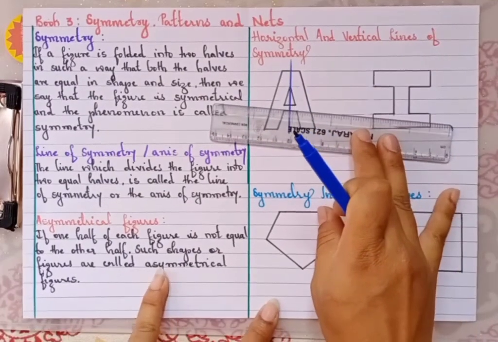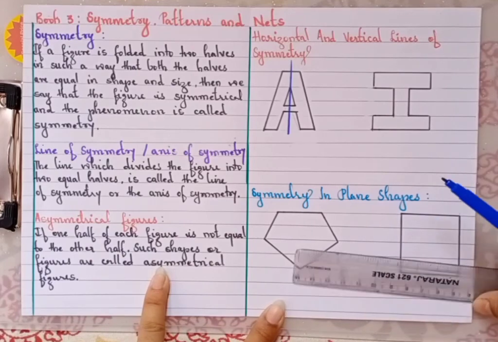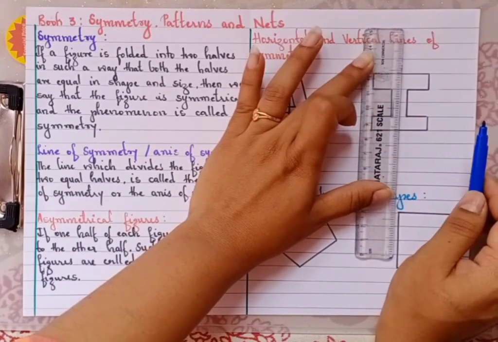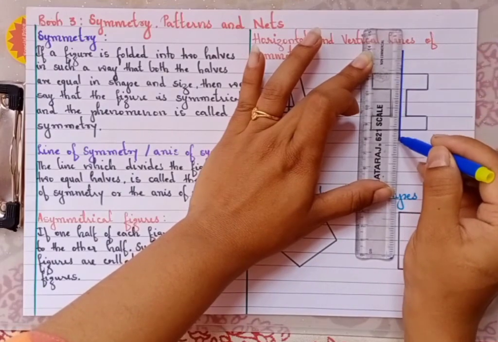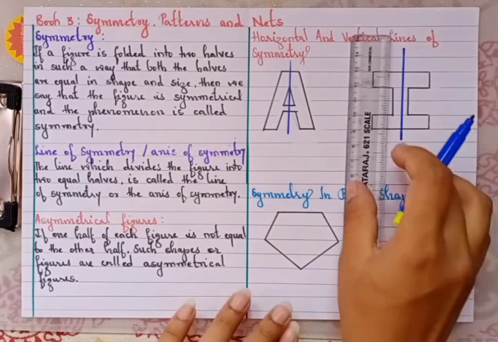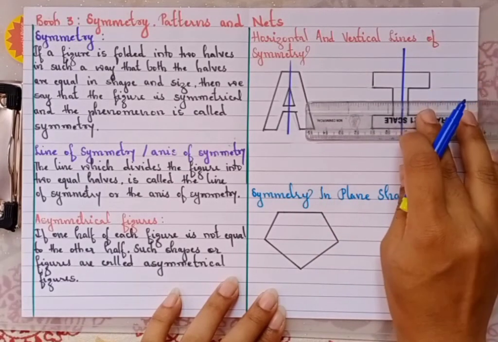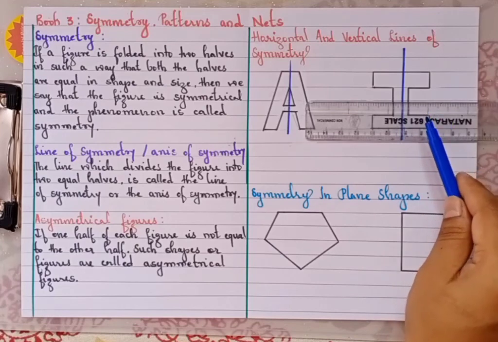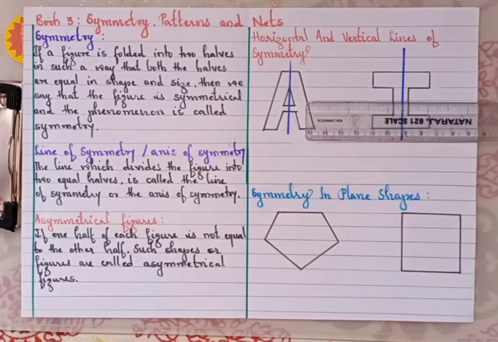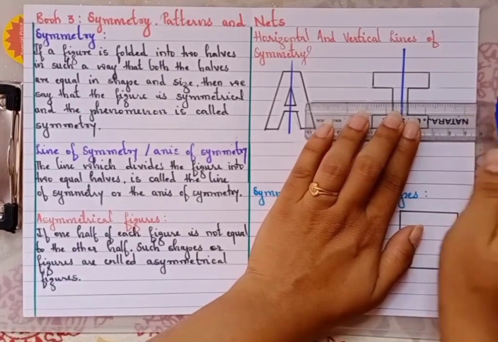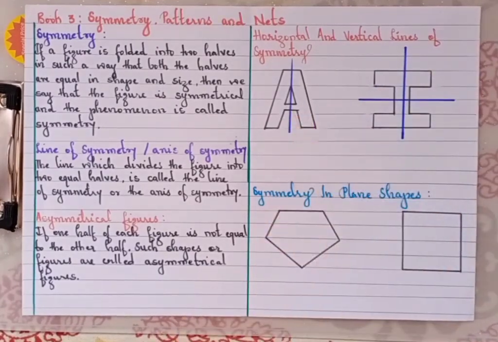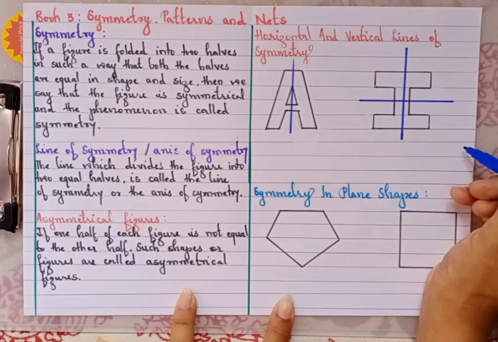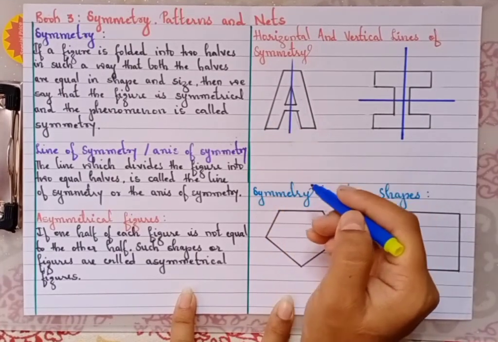Now, let's see the next figure, that is letter I. Here, when I draw a vertical line of symmetry, both the parts of this letter or figure look alike. Therefore, yes, it is possible to draw a vertical line of symmetry. Even we can draw a horizontal line of symmetry. You can see the part covered by the scale or a ruler and the leftover part, both look alike. Therefore, here horizontal line of symmetry is also possible. Therefore, we can say that vertical and horizontal lines of symmetry are possible.